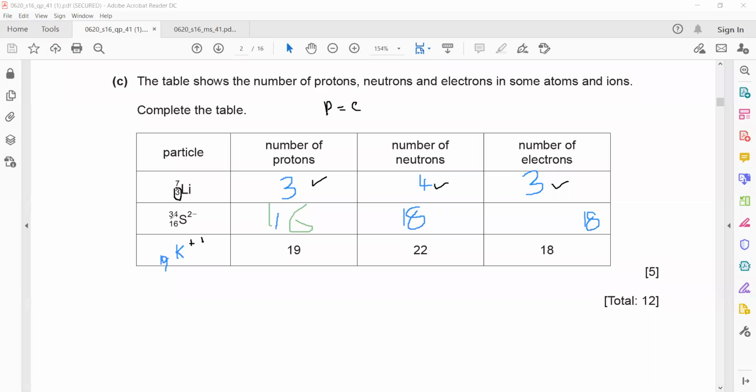But what about sulfur? Atomic number is 16, or proton number 16. How to find electrons? Two electrons more. Yes, that's correct. How to find neutron number? 34 minus 16, which equals 18. And what about the electrons? Because there is a negative charge, negative charge means it has extra 2 electrons. The proton and electron numbers are not the same. So that's why it is 18.